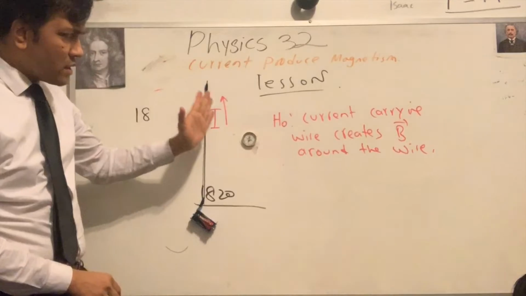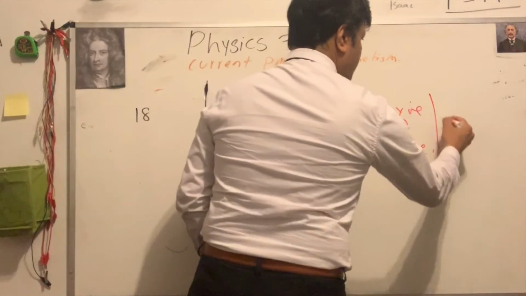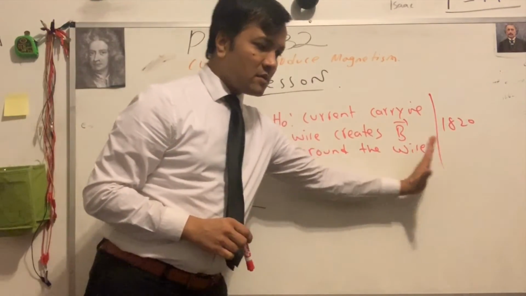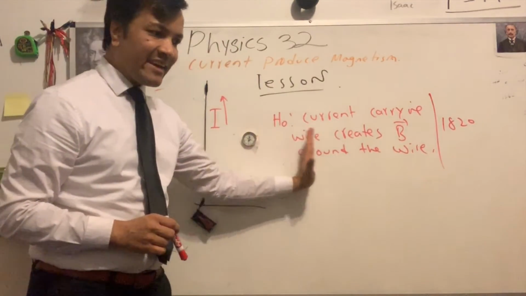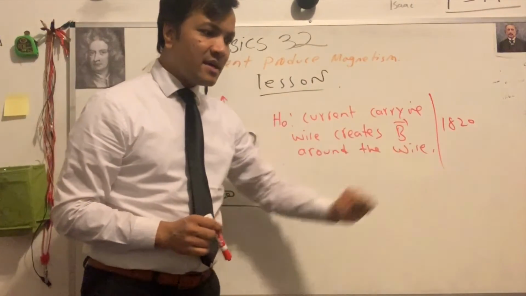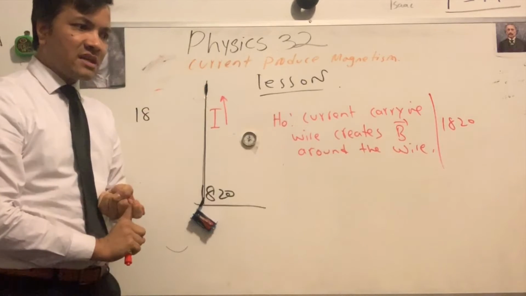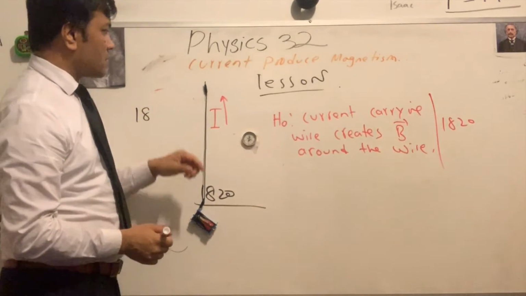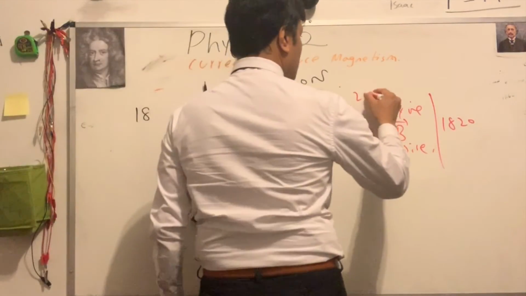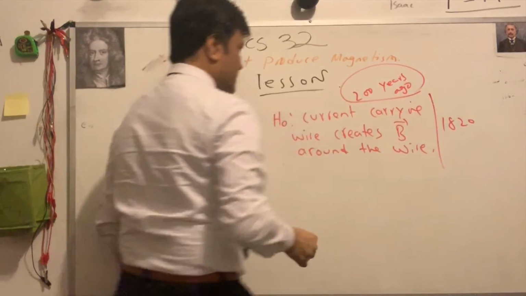So, what is the hypothesis? Current carrying wire creates a magnetic field. It was a big breakthrough. The breakthrough is that a wire that carries current creates a magnetic field. That means current creates a magnetic field. That means electricity and magnetism have a connection. Only 200 years ago. I'm surprised how much humans have advanced. Exactly, only 200 years ago.